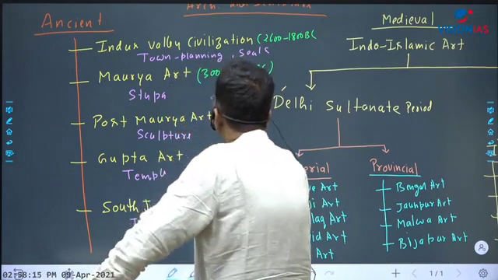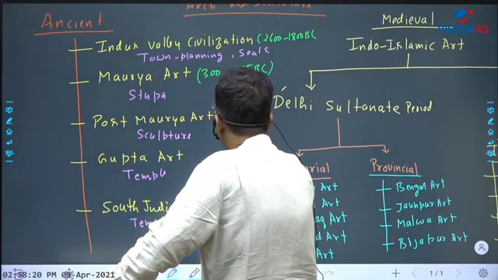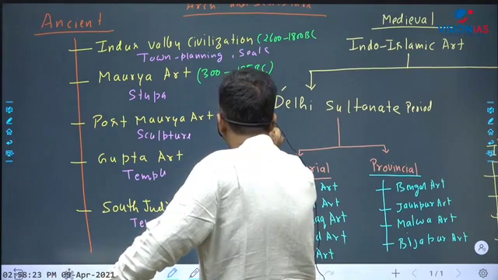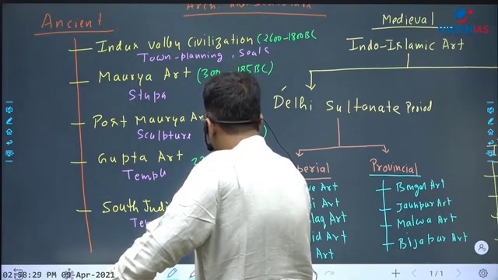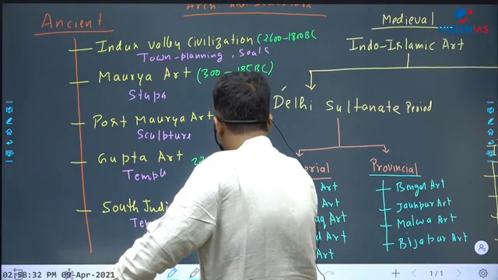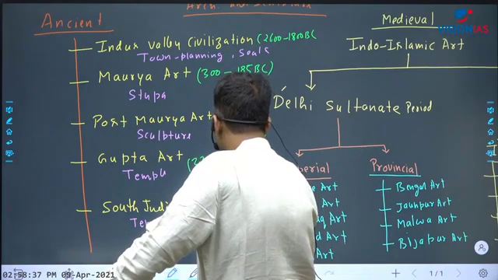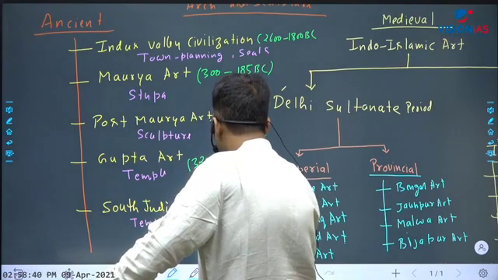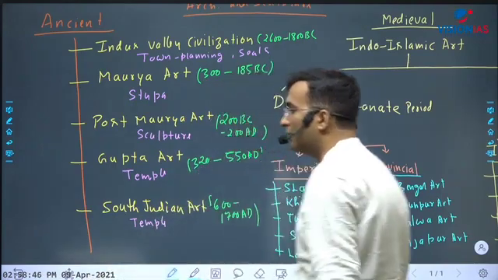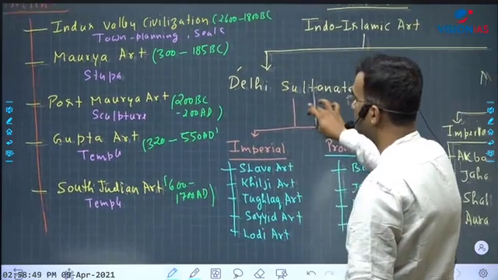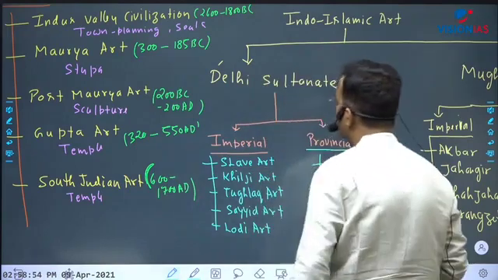Then in this one, you can mention post-Maurya, 200 BC to 200 AD. Gupta, 320 to 550 AD. South Indian, 600 to 1700 AD. Then Delhi Sultanate. Some of you may misread this as 1600, it is 600 to 1700 AD.